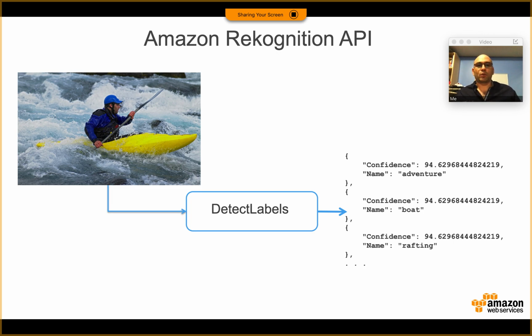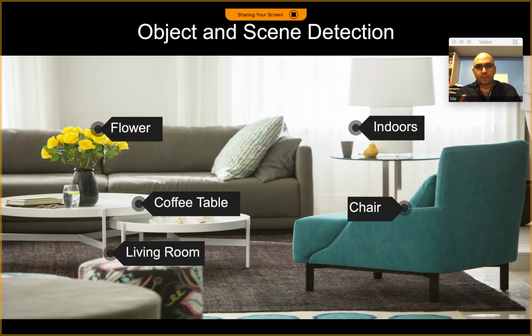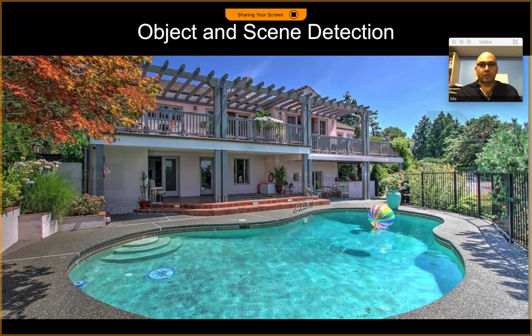As an example, not only do I get the labels, but I also get the confidence level. So how confident is the recognition service that what it's showing you is what it thinks it's showing you. In this particular case, it's 94% confident that this is adventure, right? So this particular image depicts adventure, that there's a boat in there and that it has something to do with rafting. And this is basically what it does, right? These labels and objects.